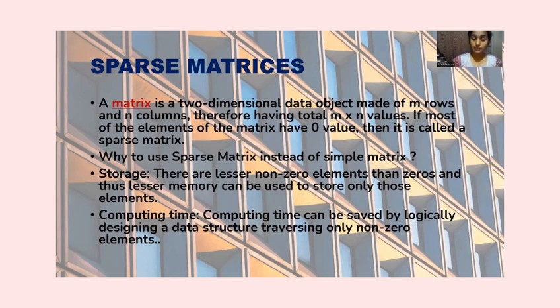Why do you use a sparse matrix instead of a simple matrix? First, storage. There are fewer non-zero elements than zeros, and thus less memory can be used to store only those elements. Computing time. Computing time can be saved by logical designing and data structure traversing only non-zero elements.